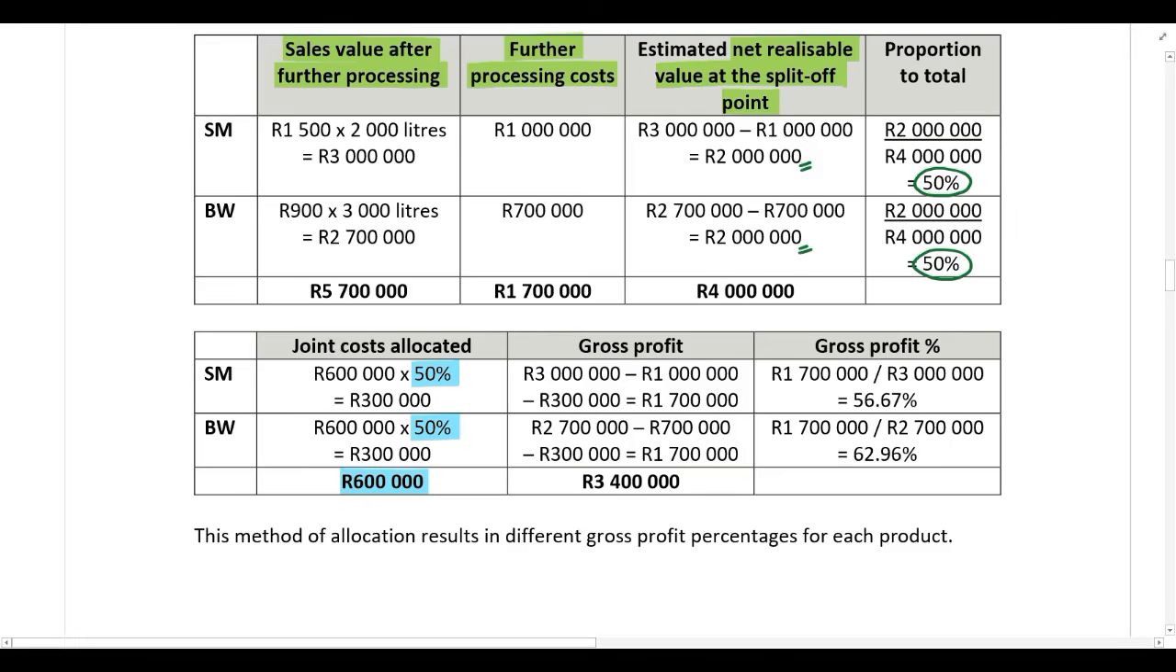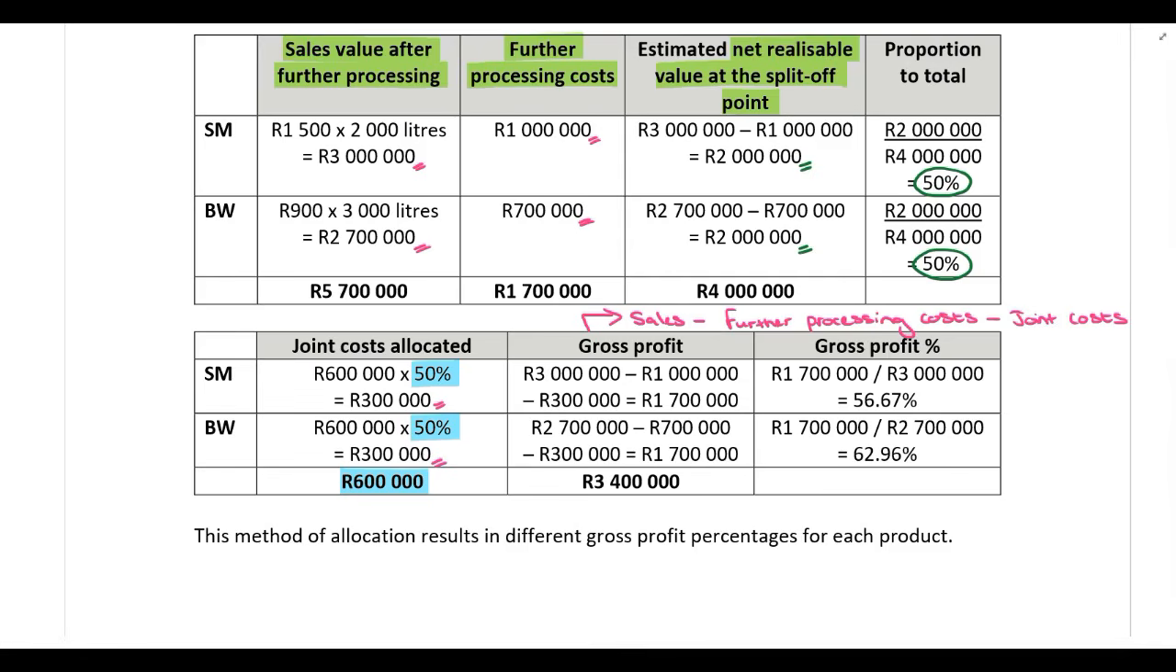Then, I just want you to calculate the gross profit and the gross profit percentage, because that then shows you why the next method is important. So how do we calculate the gross profit? You take the sales value, deduct the further processing costs, and also deduct the joint costs. So for each product, calculate the gross profit. Take the sales value, deduct the further processing costs, and deduct the joint costs that we allocated.